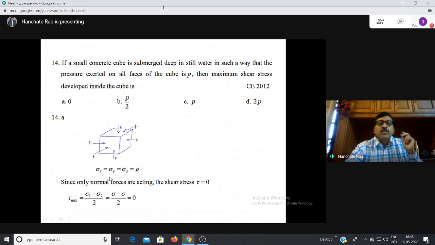So sigma x is equal to sigma y is equal to sigma z is equal to P. Since only normal force is acting, there is no shear stress. You can see there is no shear stress on any plane in the water. So tau is equal to 0. So what is tau max? (Sigma 1 minus sigma 2) by 2 or (sigma 2 minus sigma 3) by 2, whatever you take, it is (P minus P) by 2, which is equal to 0. So the answer is 0, A is the correct answer.